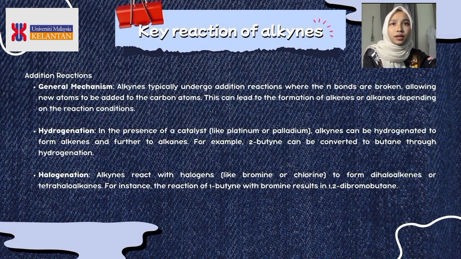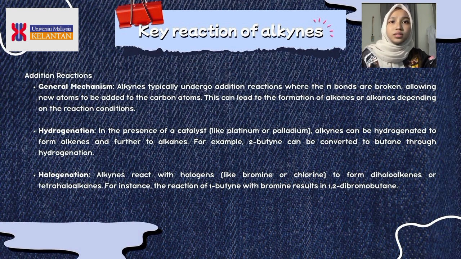Okay, the key reactions of alkynes. For addition reactions, the general mechanism is that alkynes typically undergo addition reactions where the pi bonds are broken, allowing new atoms to be added to the carbon atoms. This can lead to the formation of alkenes or alkanes depending on the reaction condition. For hydrogenation, in the presence of a catalyst like platinum or palladium, alkynes can be hydrogenated to form alkenes and further to alkanes. For example, 2-butyne can be converted to butane through hydrogenation.